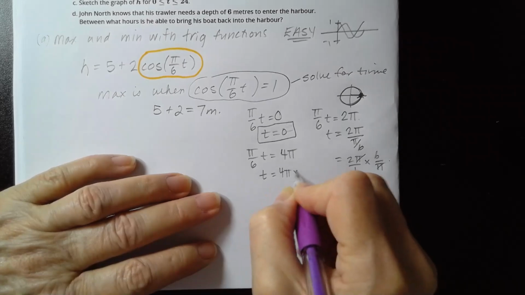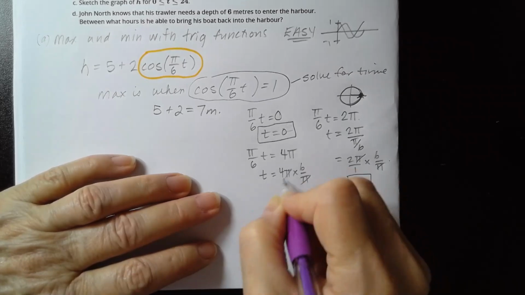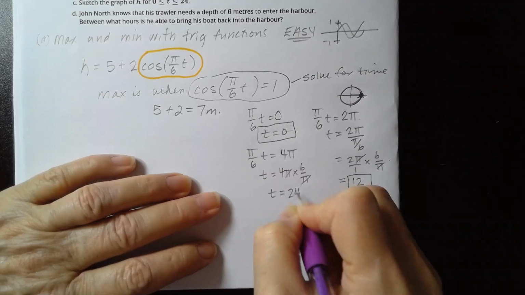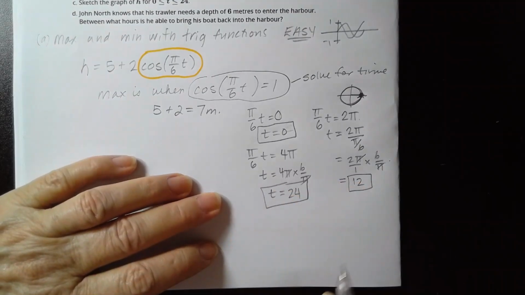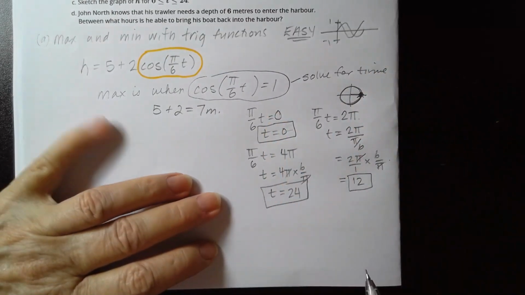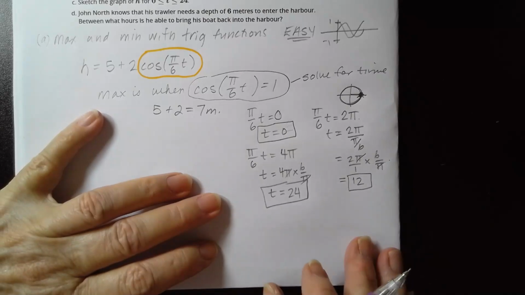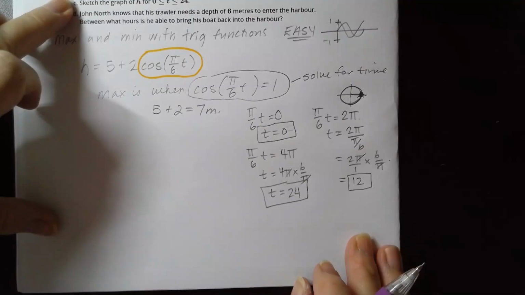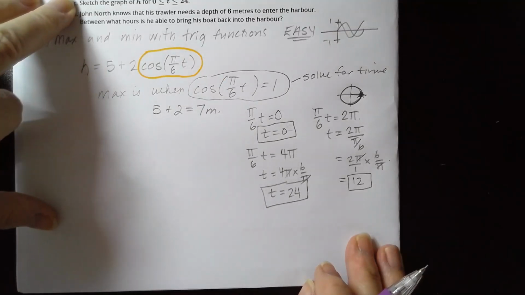So 4 pi times 6 on pi gives me 24. Well, I'm not going to try anymore because that's the last point in my domain. So at 0 and 12 and 24, that's when I reach the maximum height. Okay, great. Now it says, what is the difference in height between high and low tides?